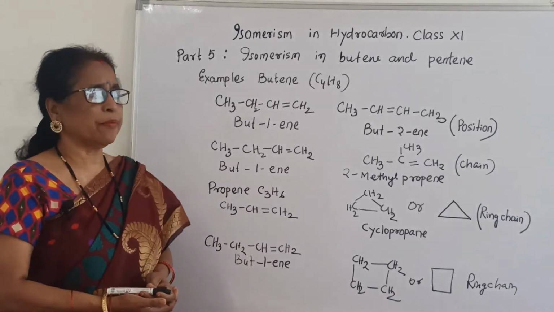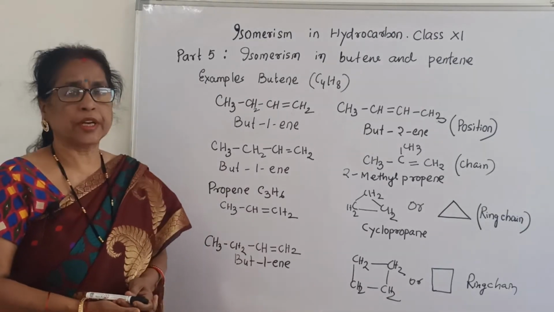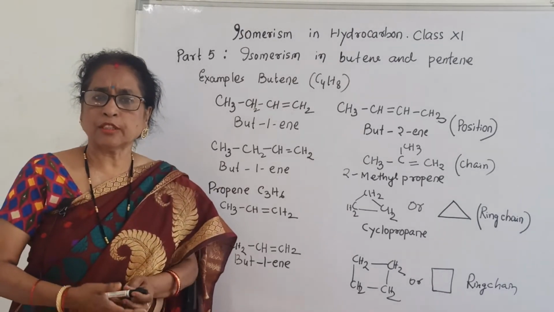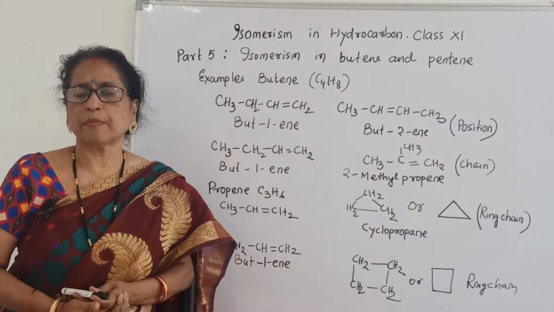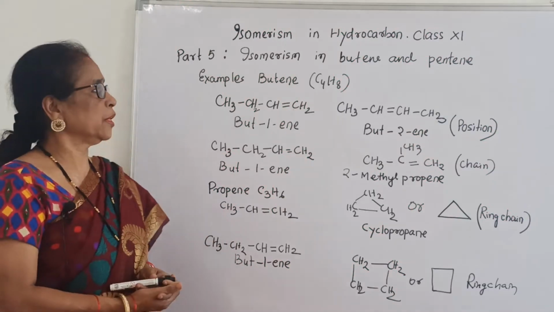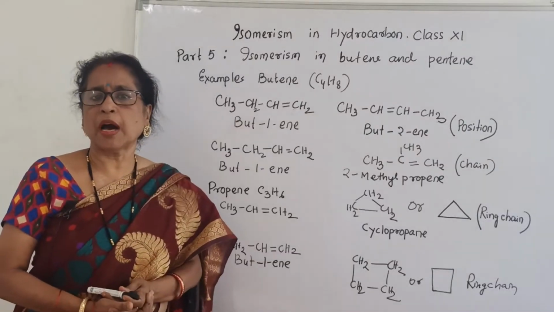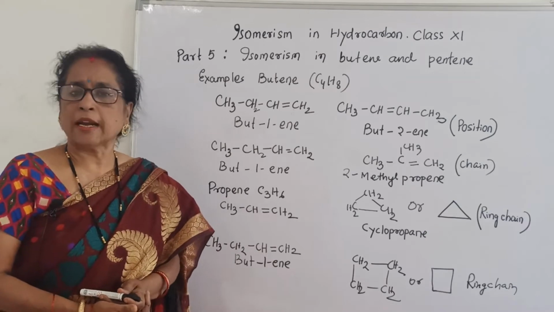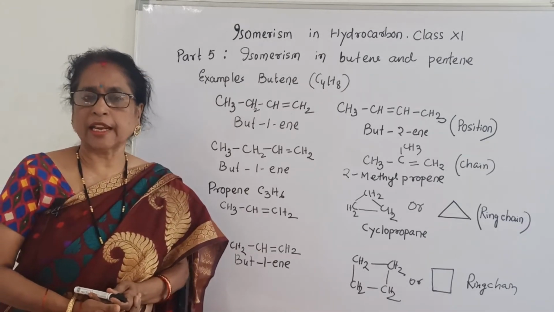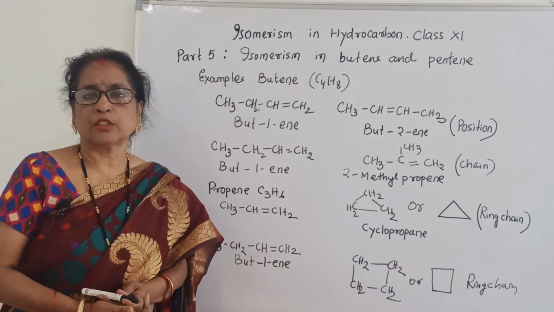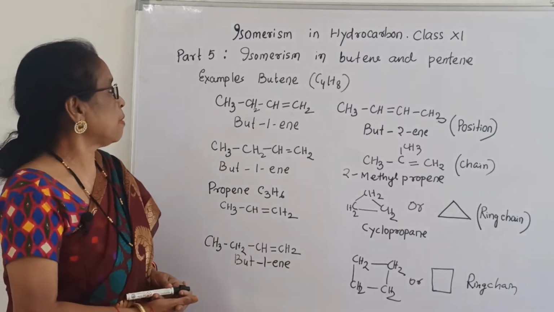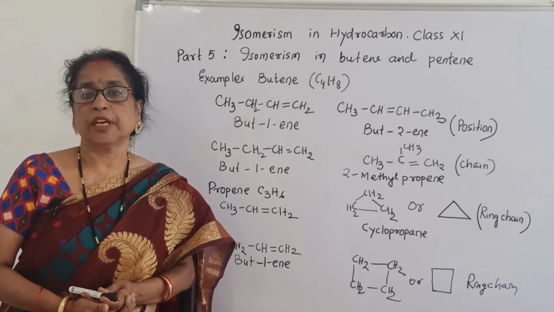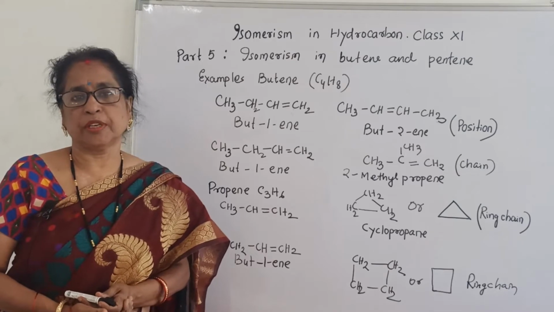Now in this part 5 I am going to explain isomerism in butene and pentene. This is isomerism in hydrocarbons. I have completed part 1 to part 4. Especially in part 1, I explained what is meant by isomerism and the types of isomerism, and after that isomerism in alkanes, with examples. In part 4, I completed isomerism in alkenes, what the possible isomerisms in alkenes are.